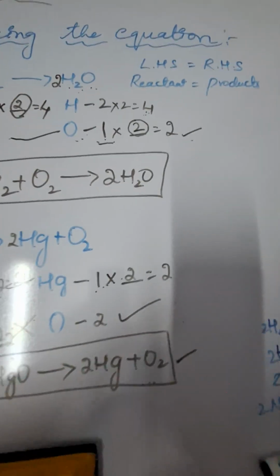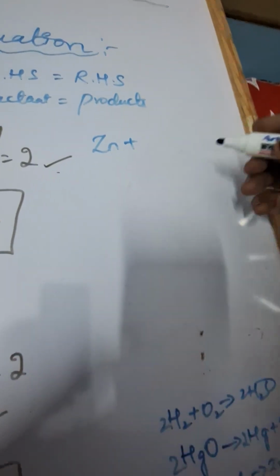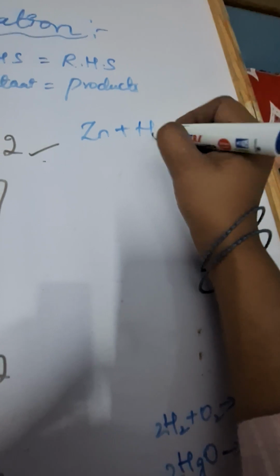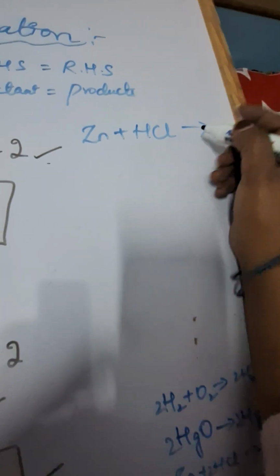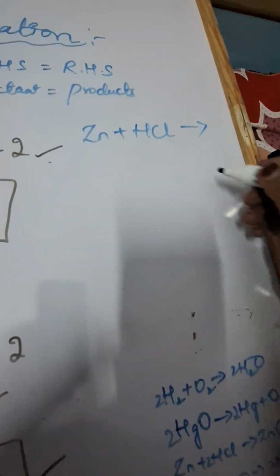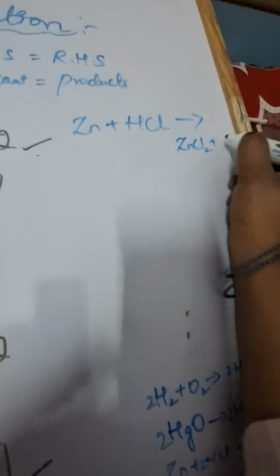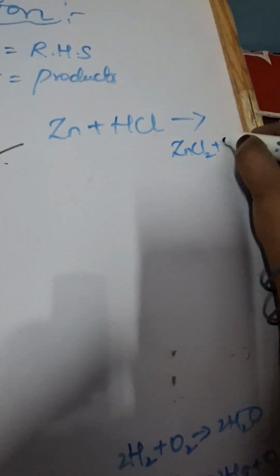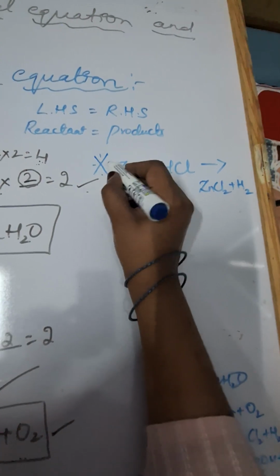We have one more example called zinc reacting with dilute hydrochloric acid to give you zinc chloride and water, displacing hydrogen. This is a very important equation.